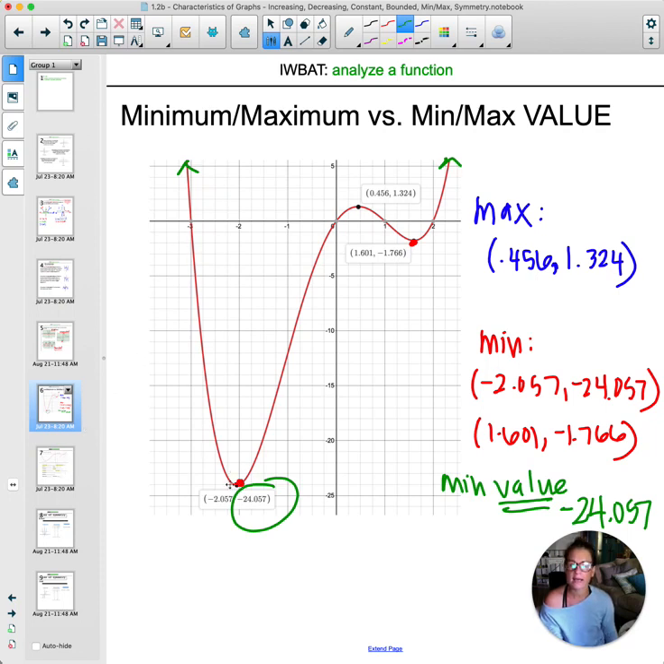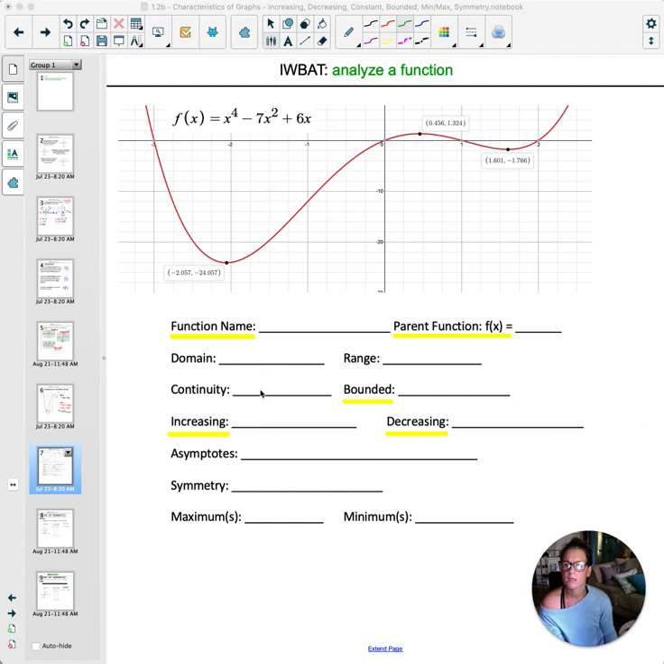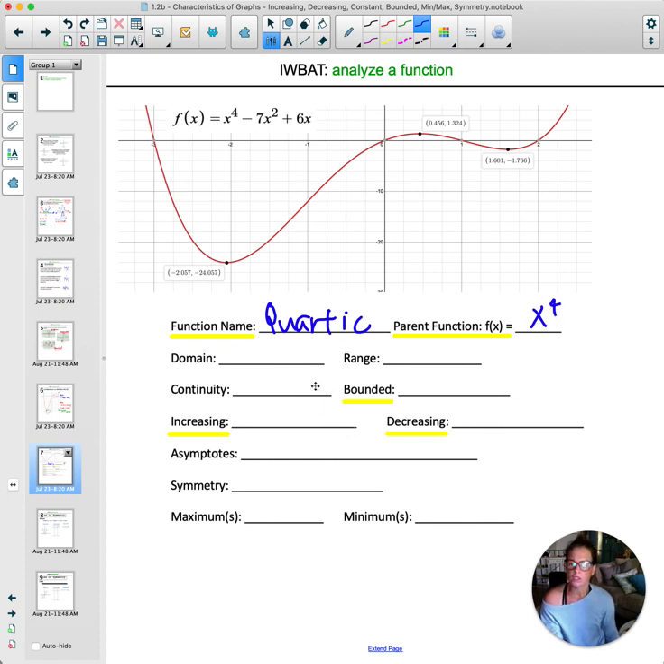Now, those local mins and maxes are where your increasing and decreasing switches. So we're going to actually analyze this on this next slide. This is the same exact graph, I just widened it. The function name here again is quartic, like we talked about in the previous video, and that's an x to the fourth. So if we're doing bounded, this one has arrows going up, but it has a minimum value. It has a low point. That means it's bounded below.